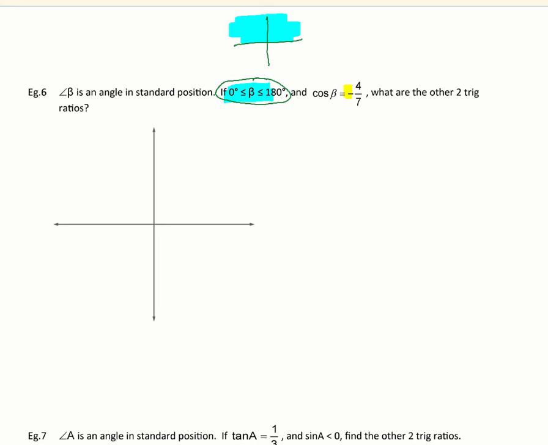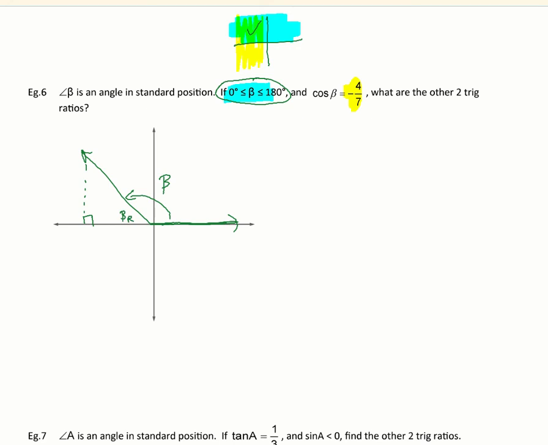And if cos is negative over here, well, that's telling us that by this process of elimination, we have to be in quadrant 2. So let's start by just sketching in an angle in quadrant 2. I'm also going to call this beta, and this is beta r.